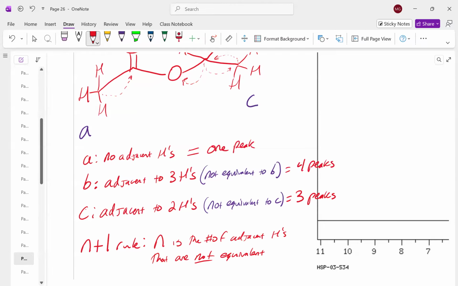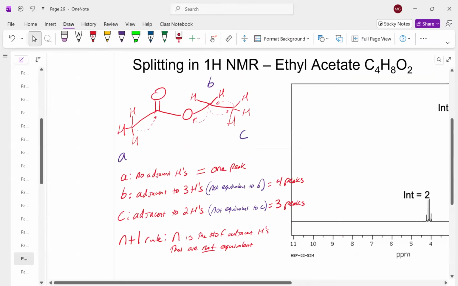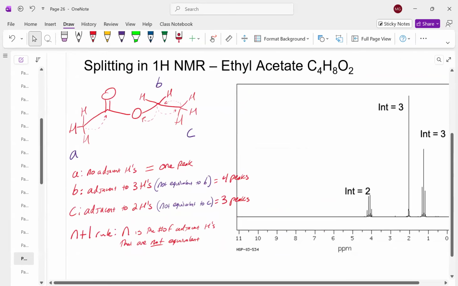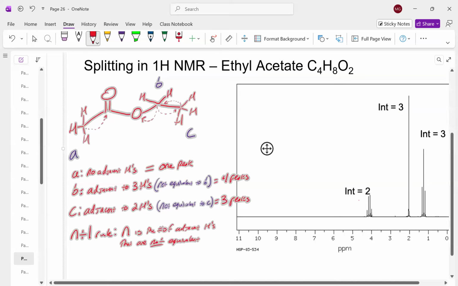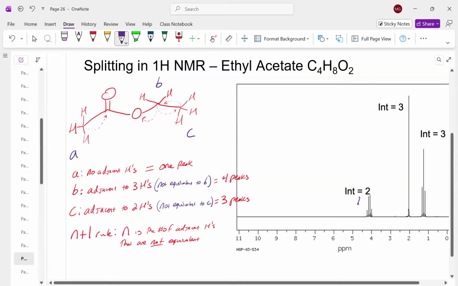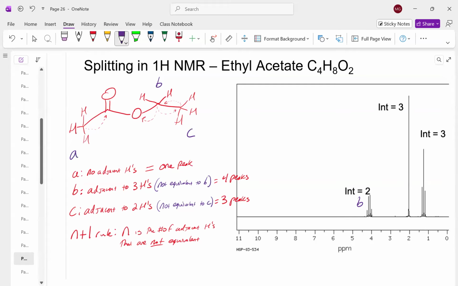Now, if I take a look at the proton NMR, let's just go from left to right here. The signal at 4, what hydrogen do you think that represents? The one with the highest chemical shift. Well, it's going to be the ones next to the most electronegative stuff, which are B hydrogens. And if you look at it, it's split into 4 peaks. I'll draw them a little bit bigger here. We call this a quartet. We use a lowercase q.